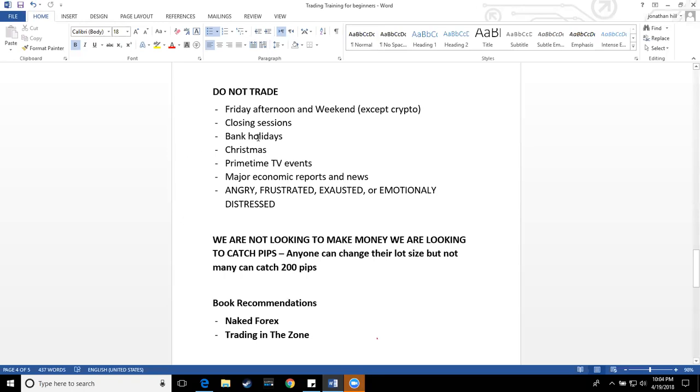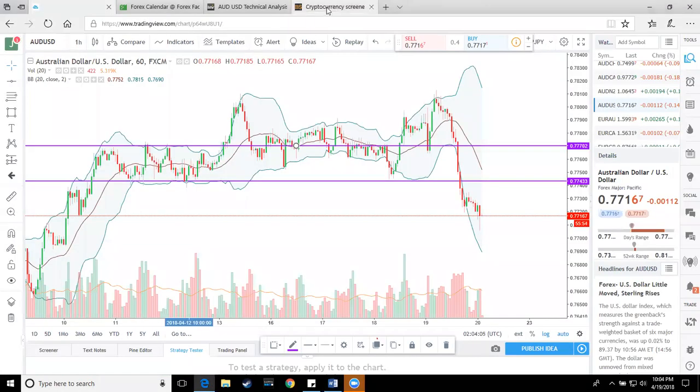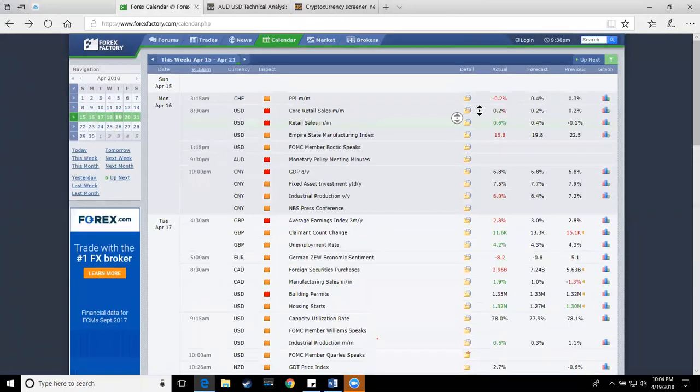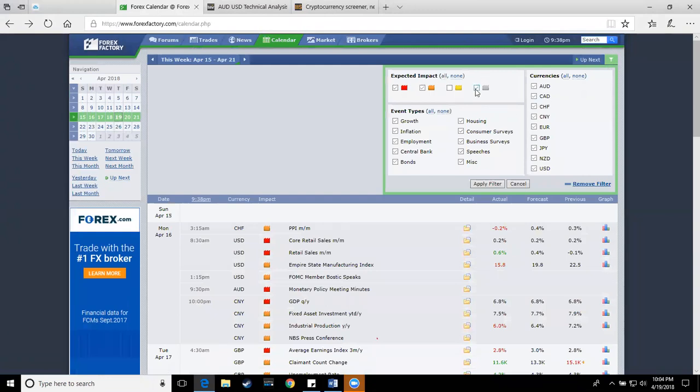If you do have your gray folders open on Forex Factory, on the forex calendar, if you turn on your gray folders, what those indicate, turn that on.